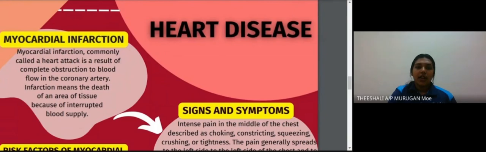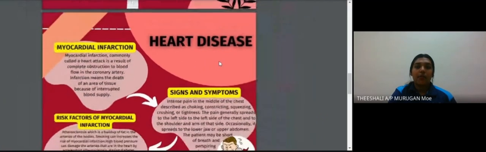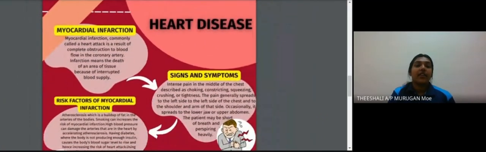Okay, so for disease, our main disease is myocardial infarction. So what is myocardial infarction? Basically, myocardial infarction is commonly called a heart attack. A heart attack is the result of complete obstruction to blood flow in the coronary artery. Infarction means the death of an area of tissue because of the interrupted blood supply.